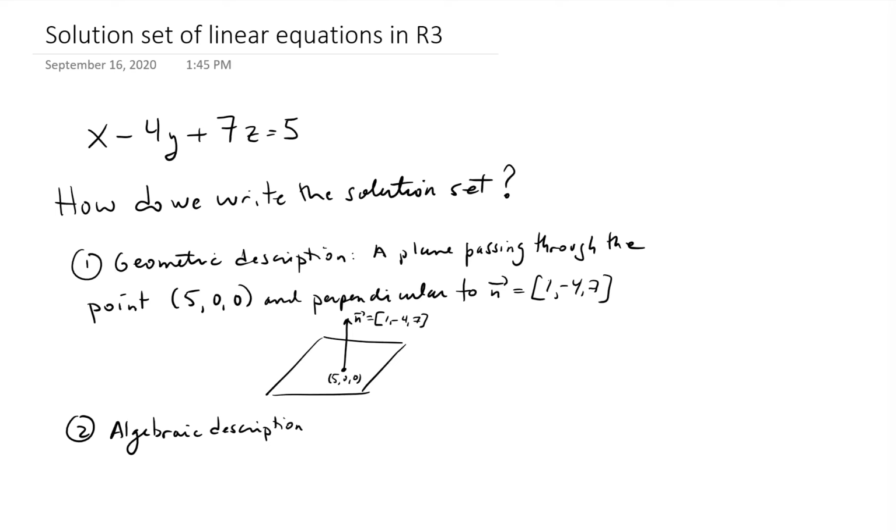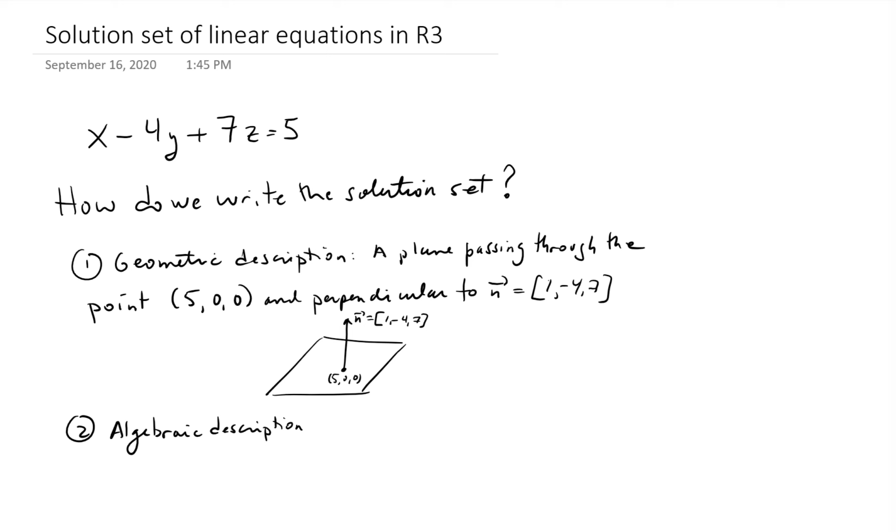Okay, so we consider the same equation, x minus 4y plus 7z equals 5. We want to know how to write the solution set. Previously we gave a geometric description of the solution set, so that would be a way of describing the set. It's a plane passing through the point (5, 0, 0) and perpendicular to the vector n, which is (1, -4, 7).